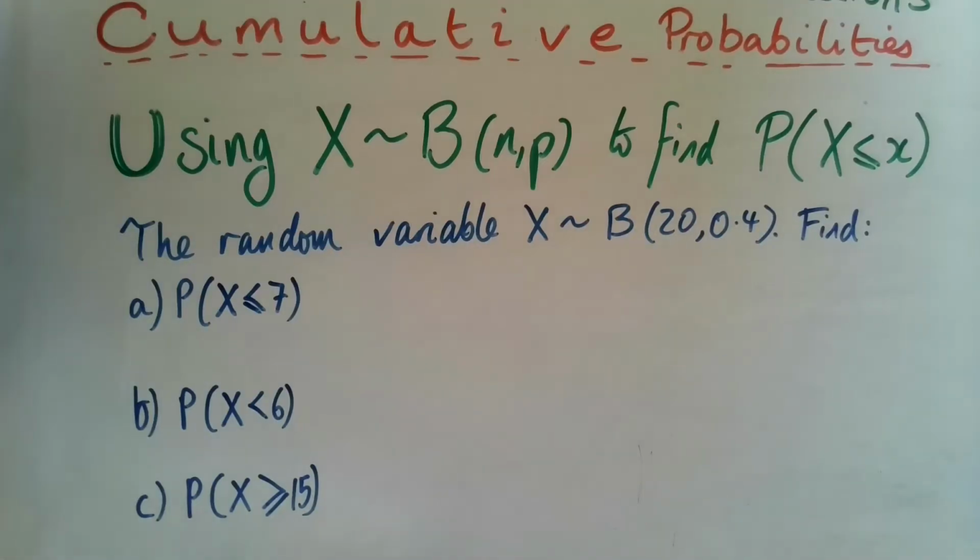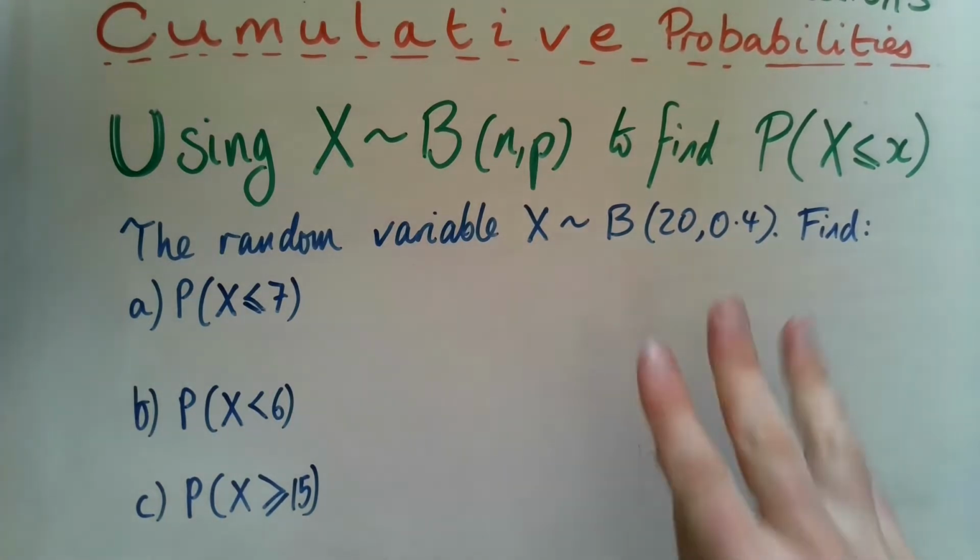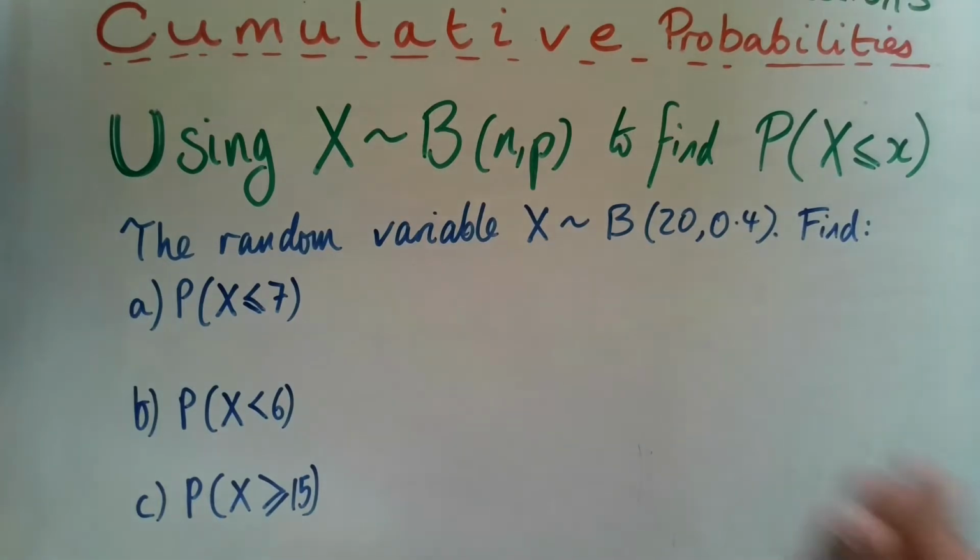Right, so here's our first example. We've got a random variable X that can be expressed with a binomial distribution of 20, where the probability of the event happening is 0.4. And we want to find, first of all, the probability that X is smaller than or equal to 7.